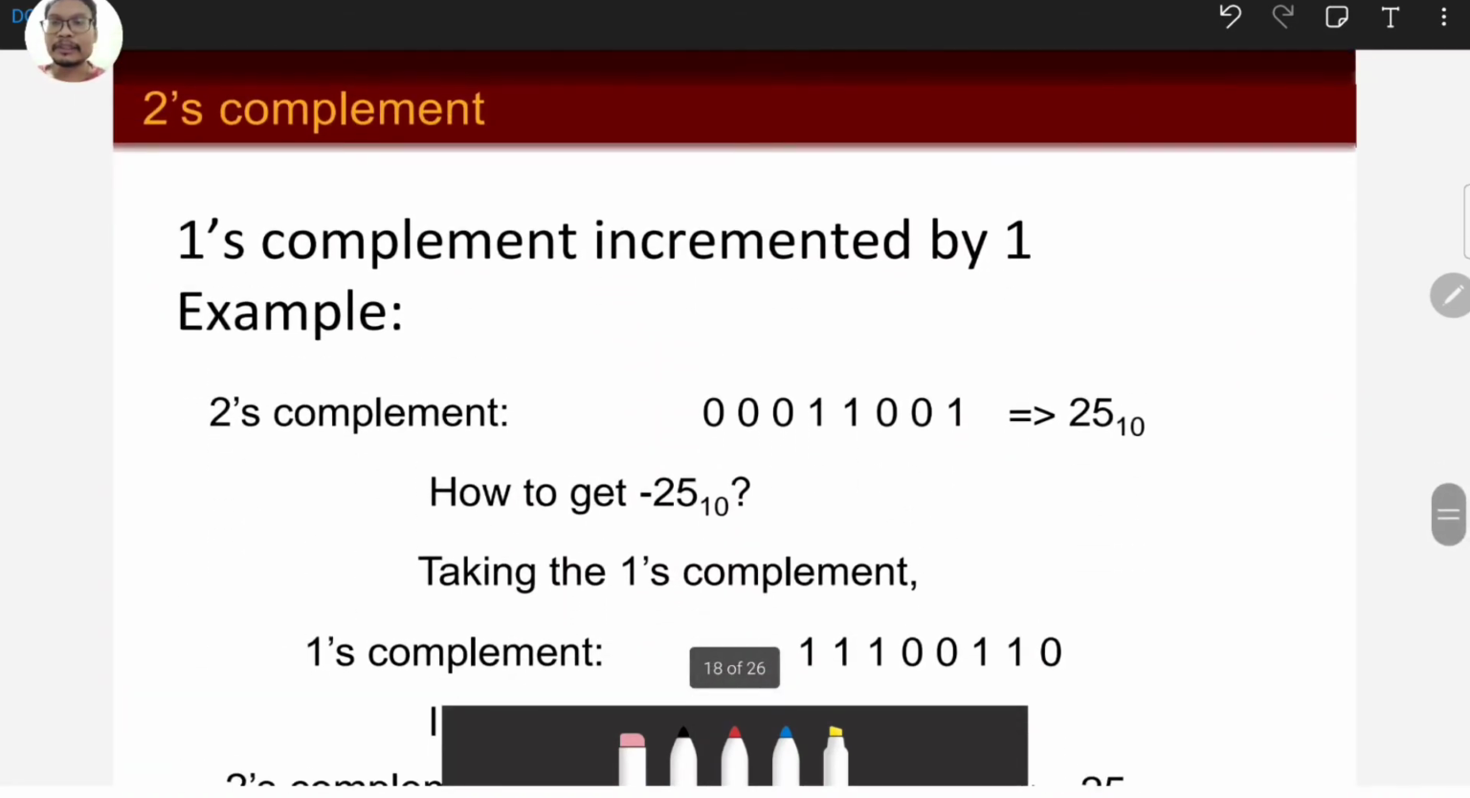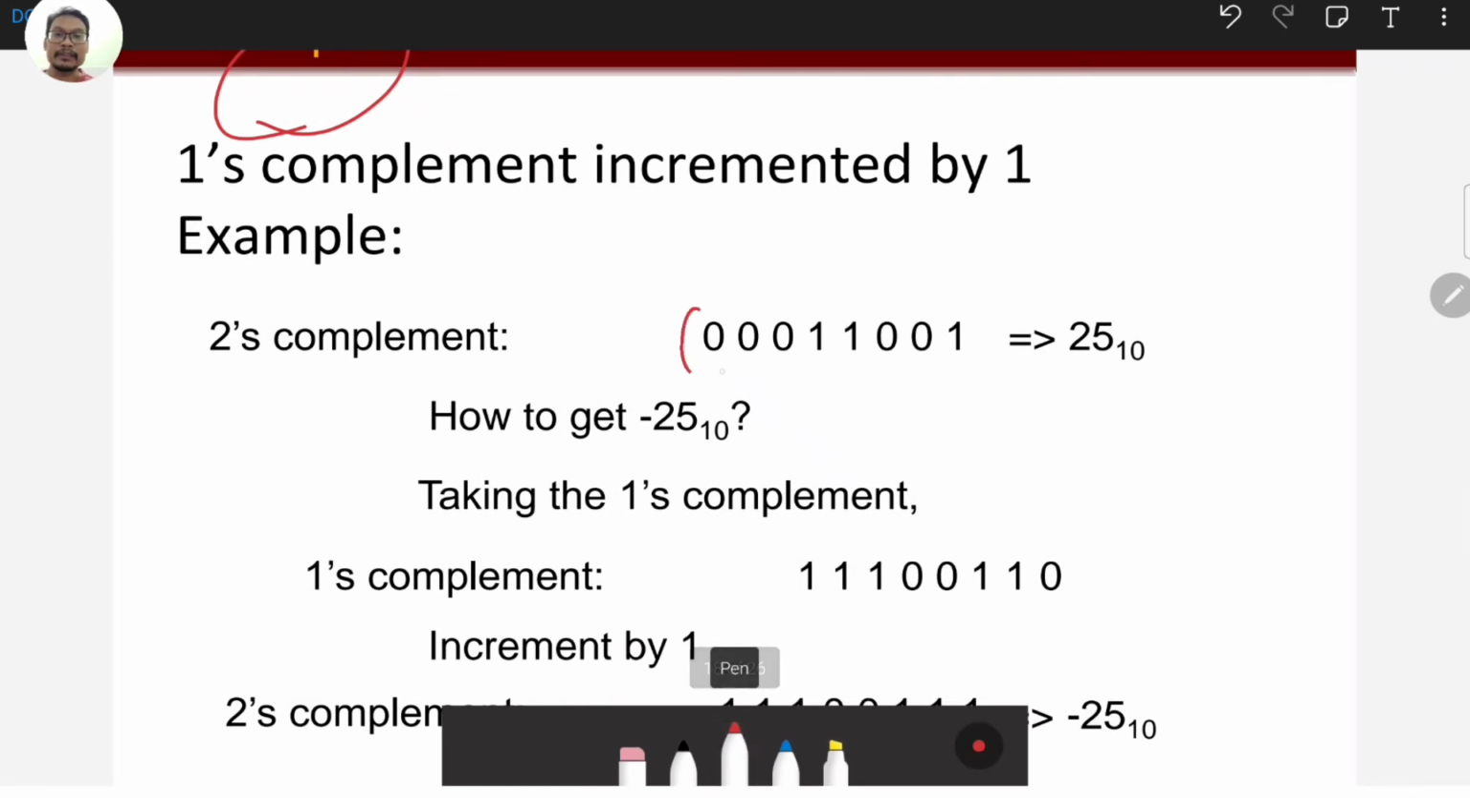Okay, so let's move on to the 2's complement. 2's complement is probably the most important one. It's the most practical, and the most used. How it works is basically it's taking the 1's complement and then plus 1. So let's have a look.